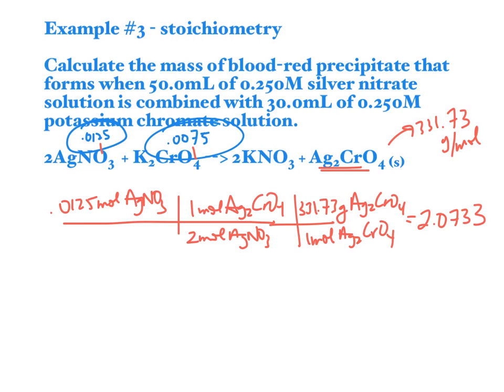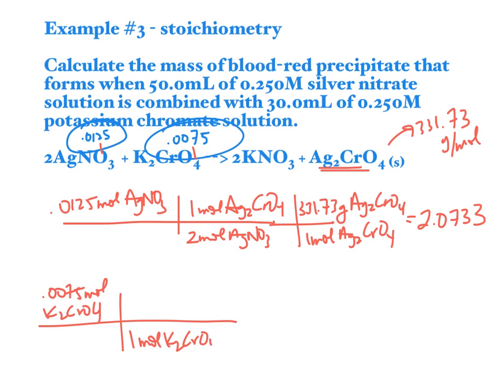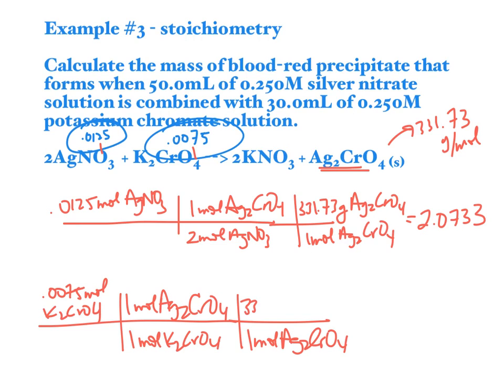The nice thing is once you get these problems set up, they're actually pretty easy to do. So 0.0075 moles now of K2CrO4, the other stuff. These are in a 1-to-1 ratio. 1 mole of K2CrO4 will produce 1 mole of Ag2CrO4. And the nice thing is my molar mass is the same. So 1 mole of Ag2CrO4 is still 331.73 grams of Ag2CrO4.